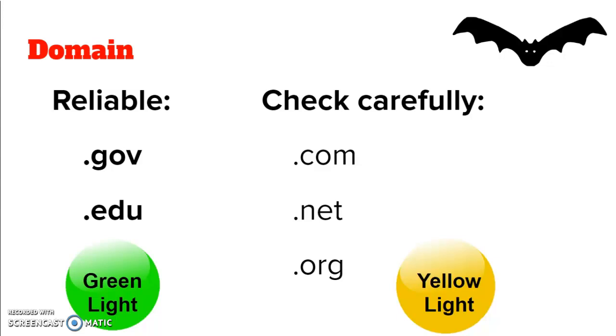Now, if it ends in .com, .net, or .org, we got a yellow light on that. We need to check it carefully because lots of different companies and organizations and people from all different parts of the world and the country and all different thoughts and ideas can be represented on these websites. And we just want to make sure that we're using fact and not opinion, and that we're using sites that really are credible sites. So if it's .com, .net, or .org, we need to continue checking through DRAC.